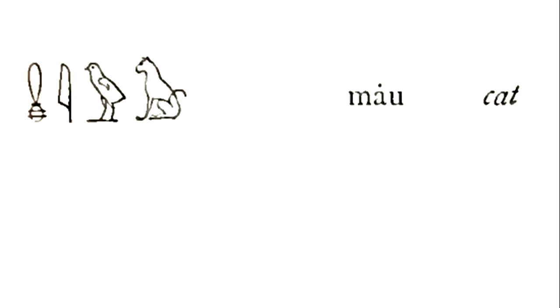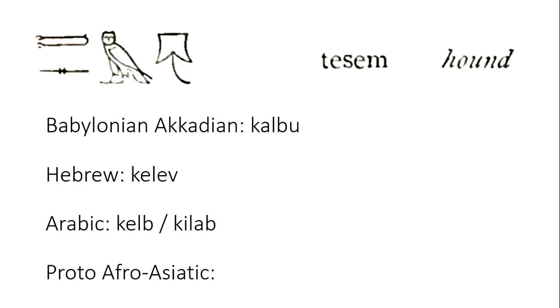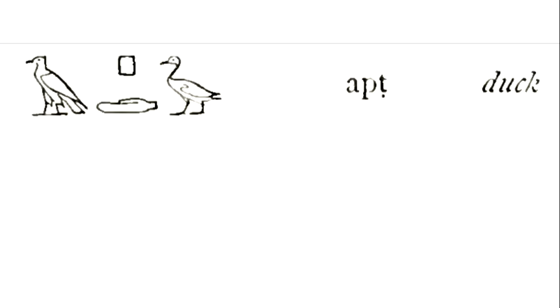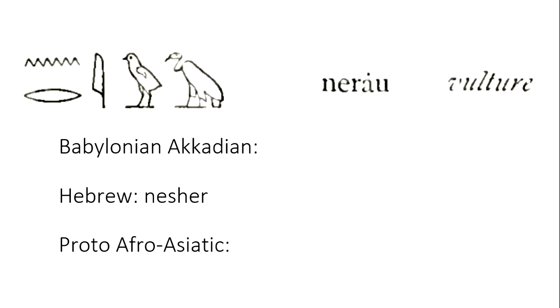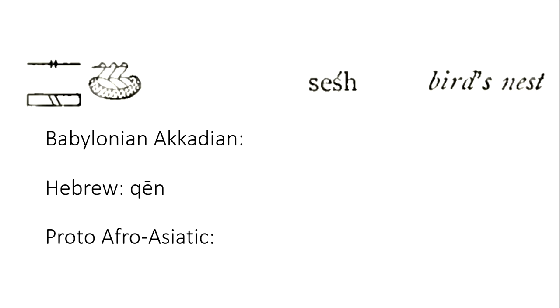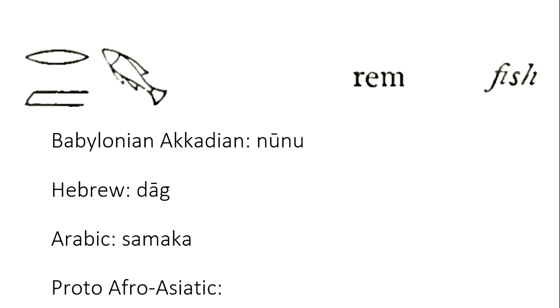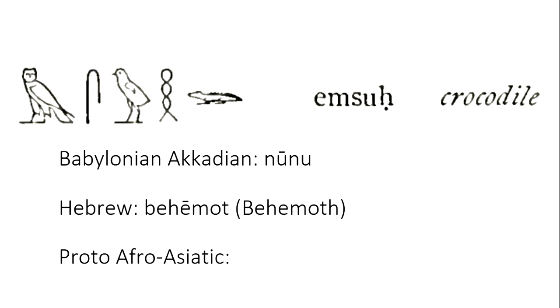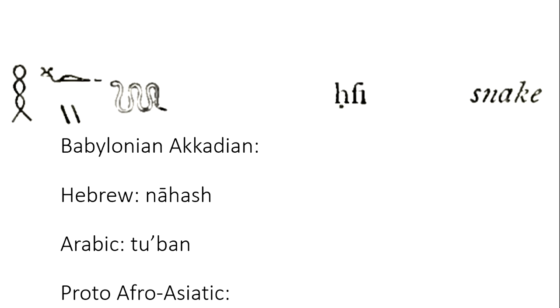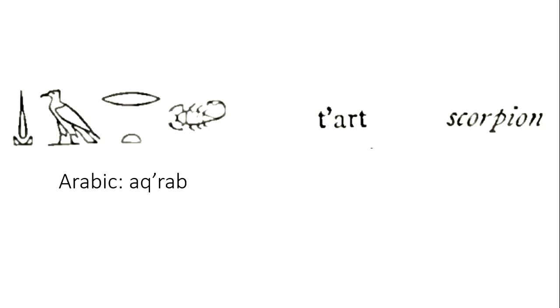Ma'u, cat. Tesen, hound. Upt, duck. Ba'uk, hawk. Nera'u, vulture. Sesh, bird's nest. Rem, fish. Tebat, fish. Emsuha, crocodile. If you wonder what behemoth is in Hebrew, it is actually one proposed translation of crocodile. Hifi, snake. Te'at, scorpion.